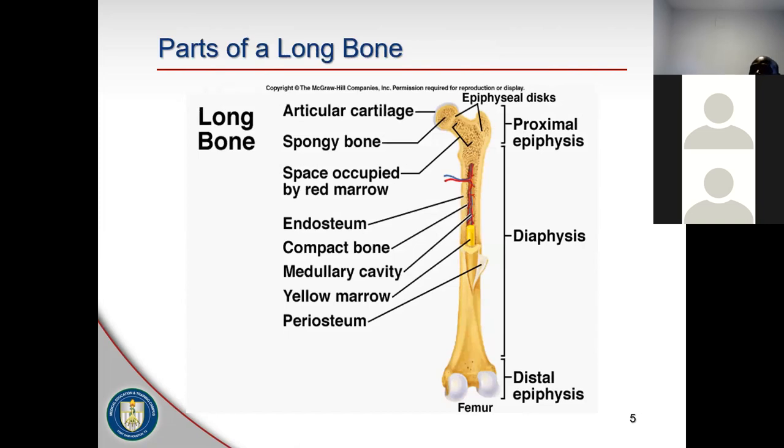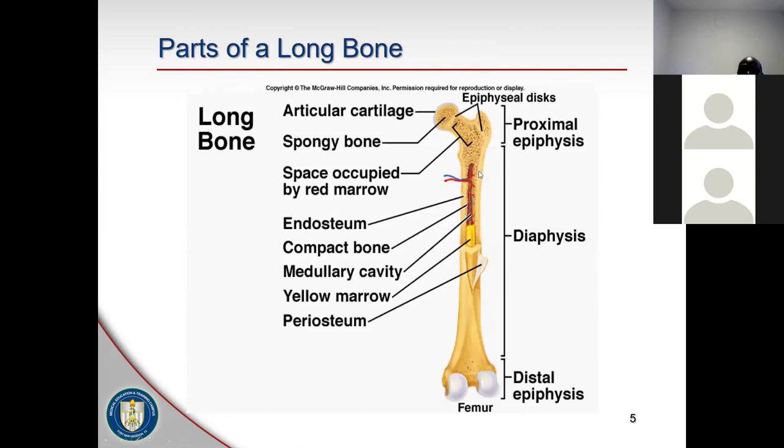Spongy bone will always be found in the proximal and the distal epiphysis. We'll talk more about spongy bone later on. Even though it says spongy bone, does that mean it's actually soft? We'll talk about it a little bit. The space you see occupying that spongy bone area is considered the red bone marrow. So in a nutshell, red bone marrow is located directly in the spongy bone, not the medullary cavity. Okay, red bone marrow will be in the spongy bone location.